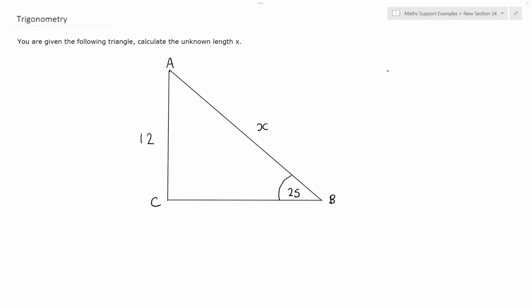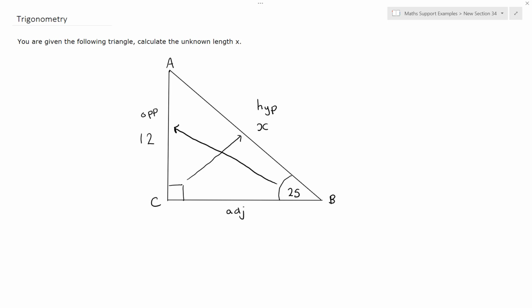For this example, we're given the following triangle and have been asked to calculate the unknown length x. For any problem like this, the first thing we should do is label the sides. You should recall that the length opposite the right angle is the hypotenuse. The length opposite the angle that we're looking for, or the angle we know, is labelled the opposite, and the length next to that angle is the adjacent.